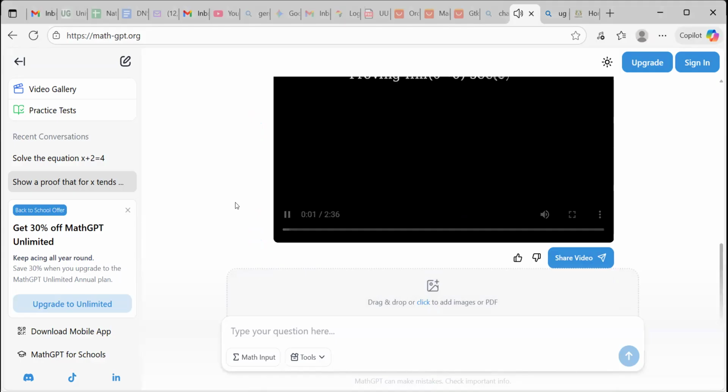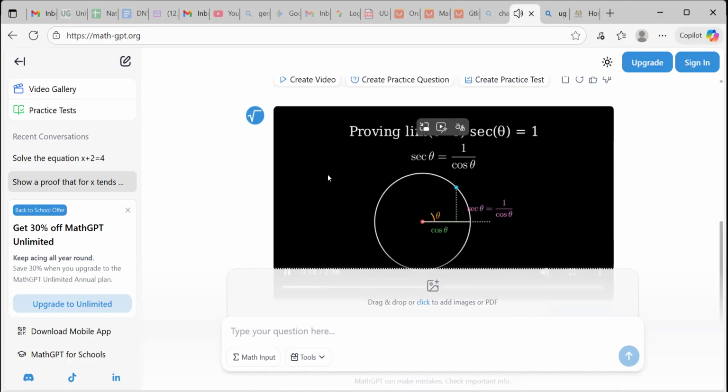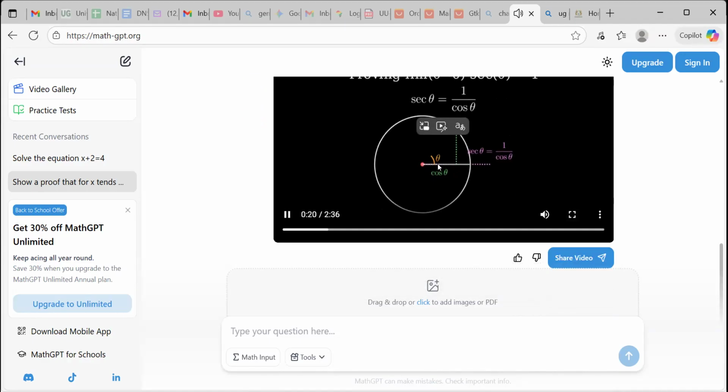Welcome to this video where we prove a fundamental limit in calculus: the limit of secant theta as theta approaches 0 equals 1. To begin, let's recall what secant theta is. Secant theta is defined as 1 divided by cosine theta. Before diving into the proof, let's visualize what secant theta means geometrically.